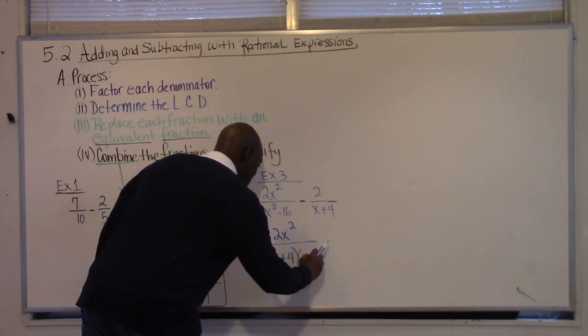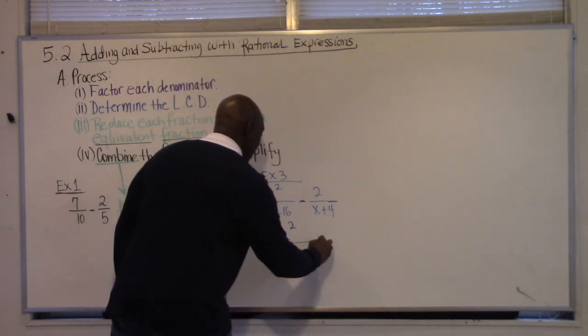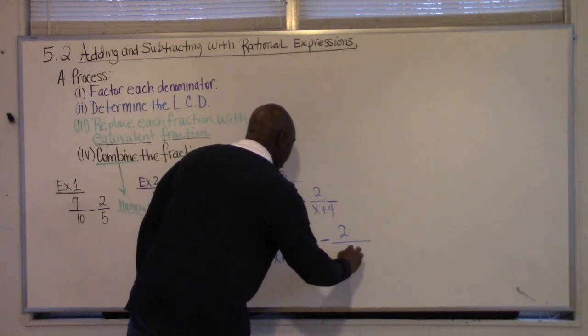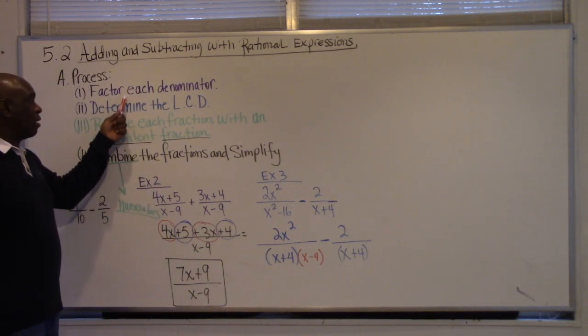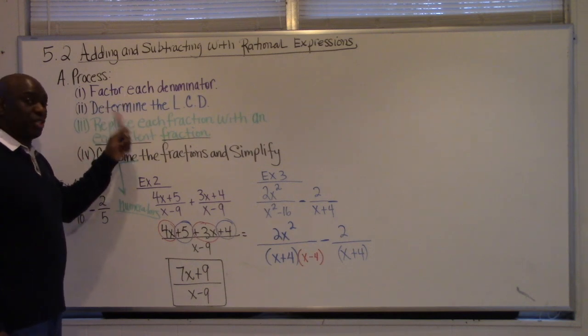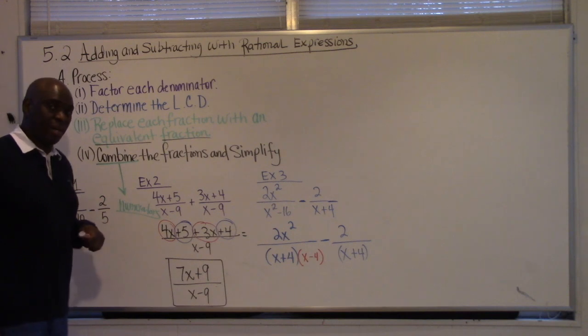x minus 4 minus 2 over x plus 4. All right, that takes care of step 1: factor each denominator. Step 2, determine the least common denominator. What is the least common denominator?